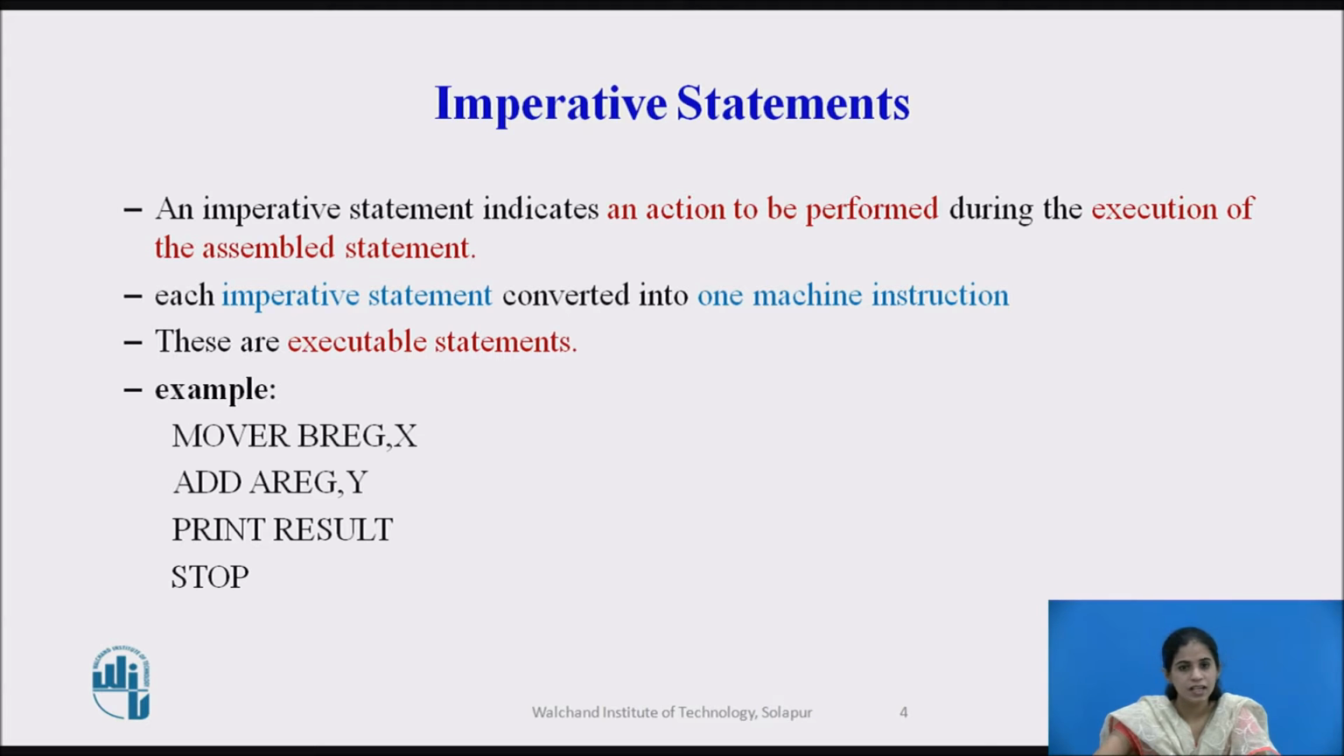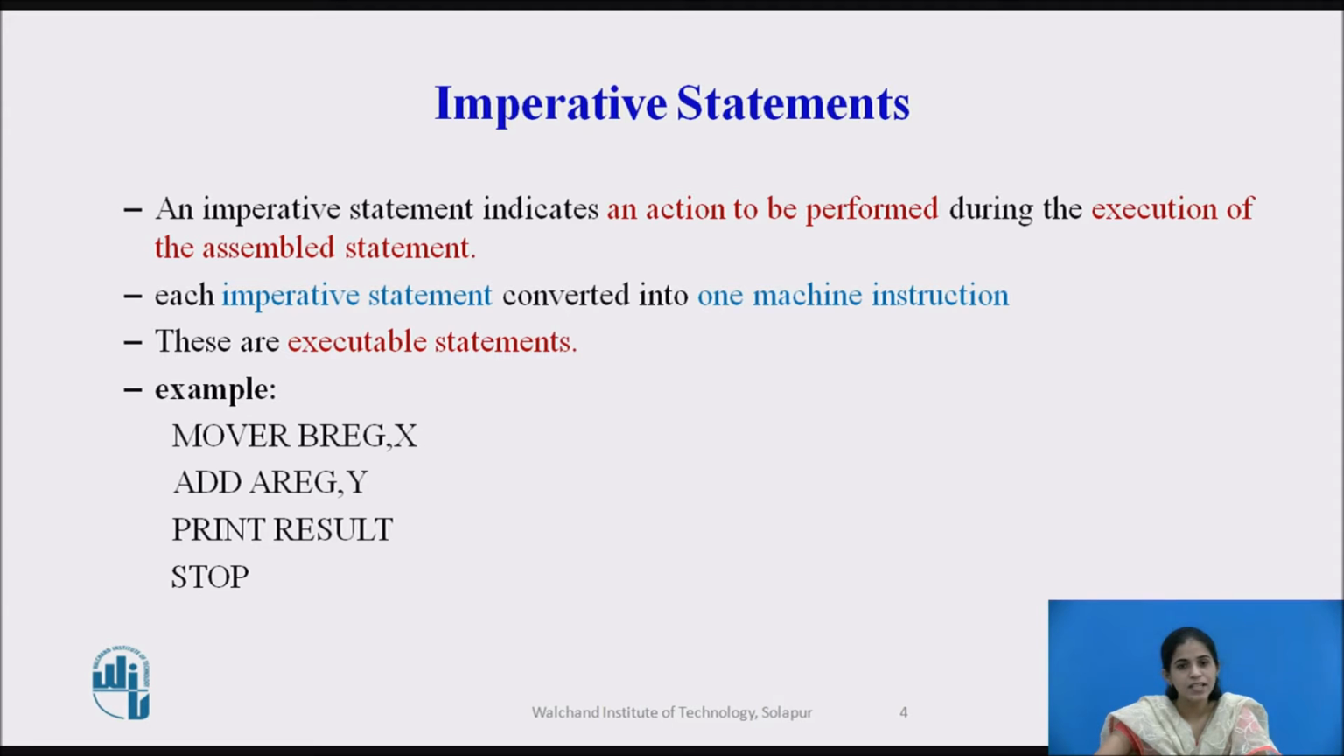This statement is converted into the machine instruction and it indicates what kind of action is to be performed during the execution. The MOVER B register comma X indicates move the content of the B register to the X. Next example is ADD A register comma Y. So again this is an imperative statement. It indicates an action: add the content of A register with Y. So here this instruction is also converted into the machine instruction.